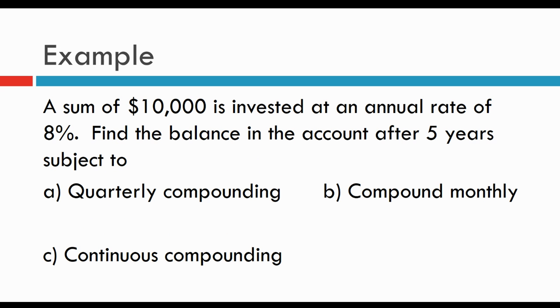So let's dive into some examples. It says the sum of $10,000 is invested at an annual rate of 8%. We're going to find the balance of the account after 5 years, and it's going to be subject to these 3 things. First, we're going to compound it quarterly, then compound monthly, and then finally do continuous compounding.